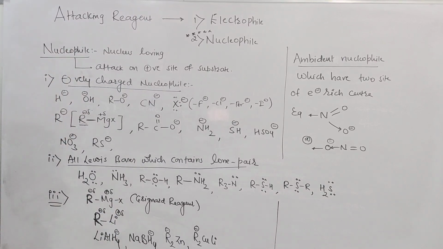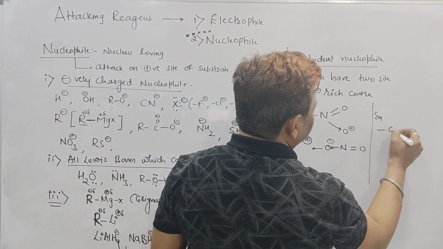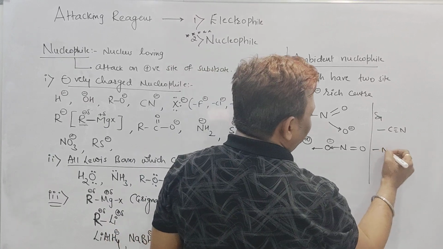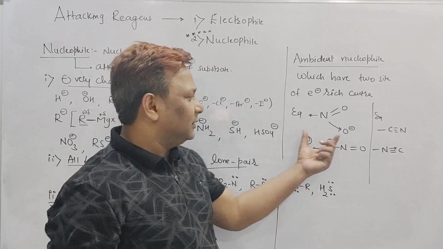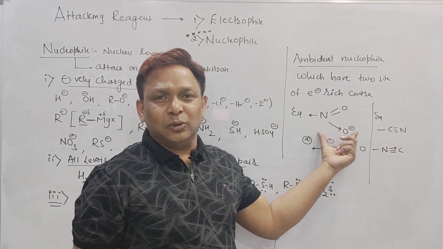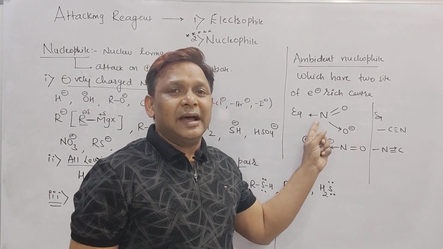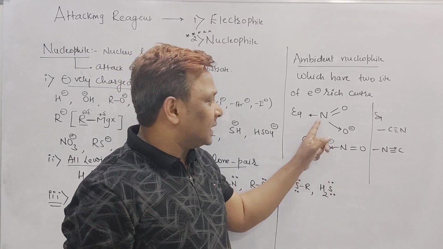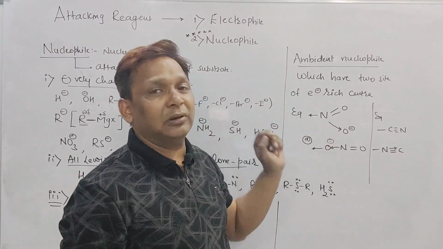One more ambident nucleophile we can take with the example of cyanide. In cyanide, it can make a bond with the carbon, called cyanide, and it can make a bond with the nitrogen, called isocyanide. So beta, nitro is an ambident nucleophile because it has a tendency to donate the lone pair from nitrogen, as well as from oxygen. Means it is having two donor sites.